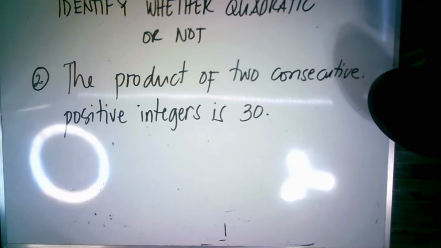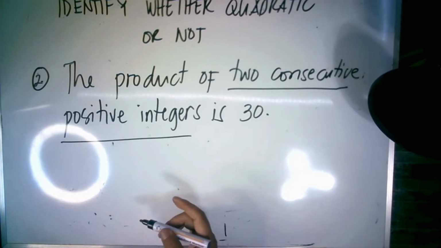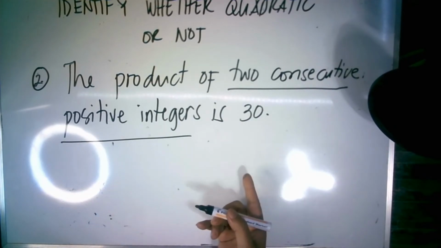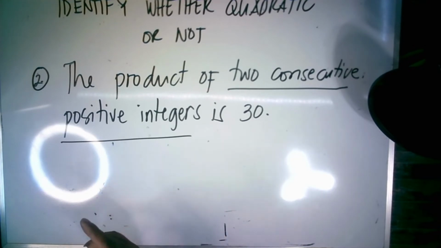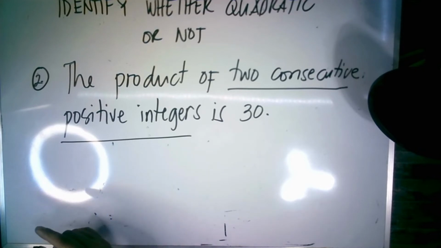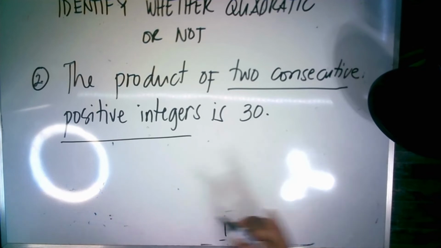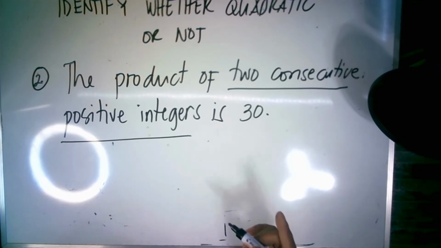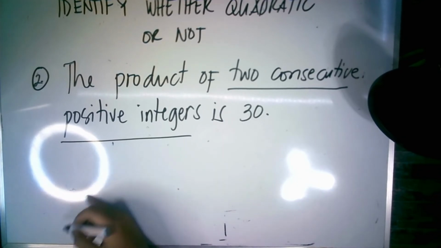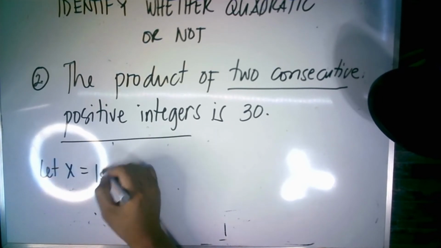So, pag nanata idea daan, two consecutive positive integers. So, most probably, kung nagsunod siya ng number, the other one is plus 1 sa preceding number. So, kung yun kag 1, 2, 3, 4, 5. So, di ba? Pila may difference sa 1? So, kung si x is first number, ang yung second number is x plus 1. Let x is equals to the first number.